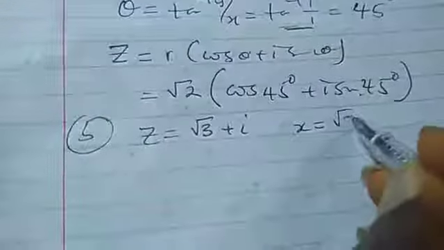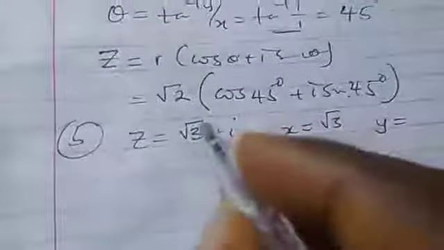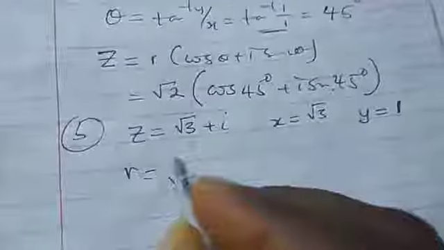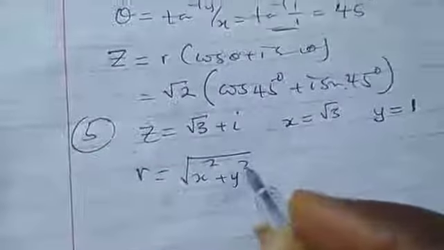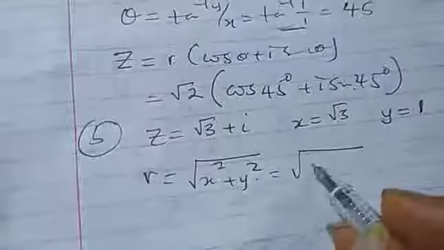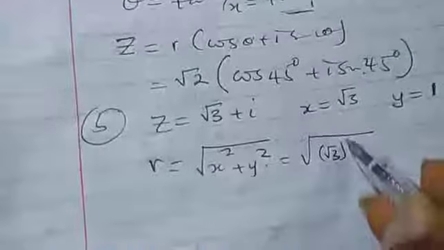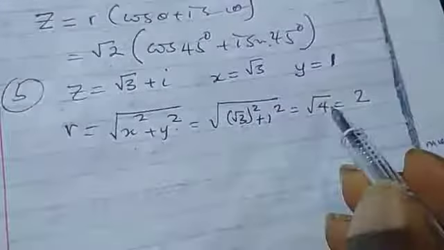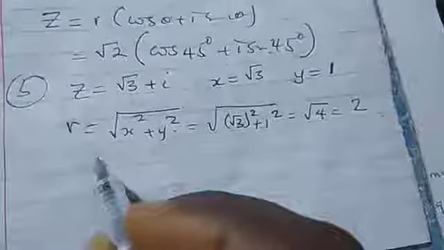If you consider the second one, z is root 3 plus i. You need to know your x, which is root 3. We need to know our y. y is not i, but the coefficient of i, and the coefficient of i there is simply 1. Immediately we find our r, which is the square root of x squared plus y squared. This is root 3 squared plus 1 squared, which gives root 4, and root 4 gives 2. So we have known our r to be 2, because root 3 squared is 3, 3 plus 1 is 4, and the square root of 4 is 2.